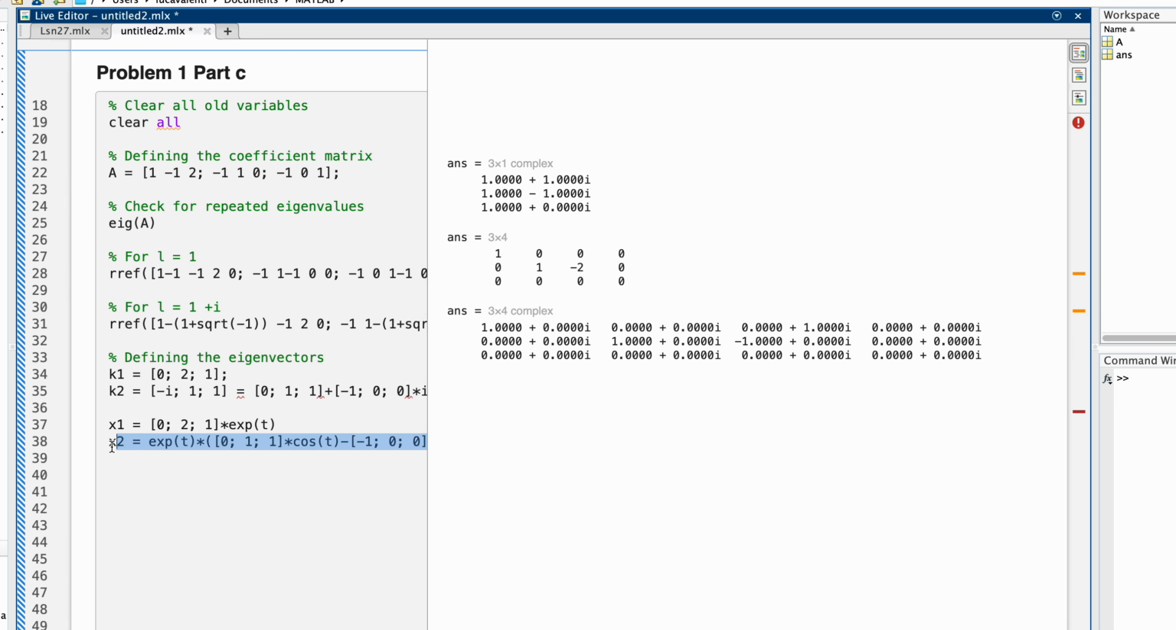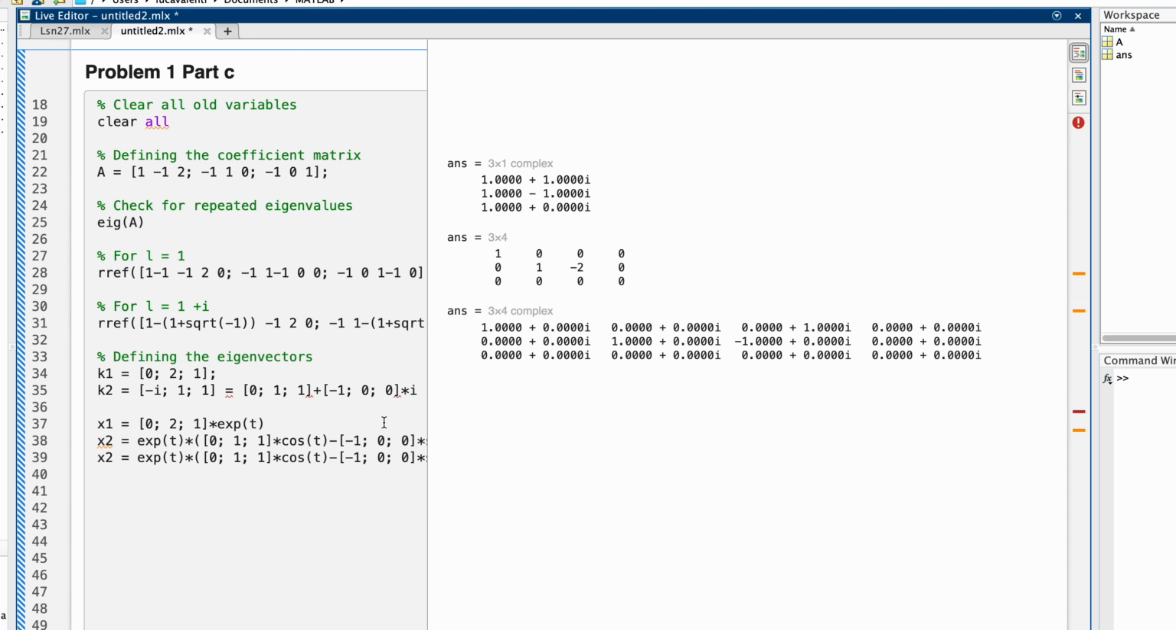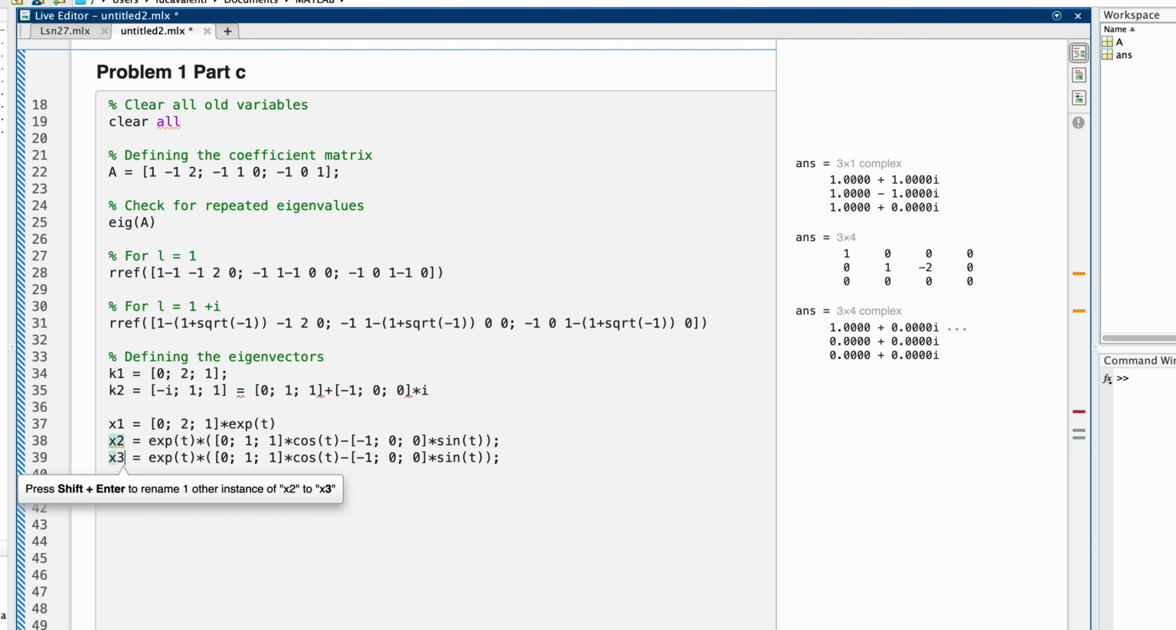Now the other solution is going to look similar to this, so I'm going to copy and paste it and change some things. So this is going to be x3. It's still going to be this, but now we're going to have this here, and the real part is going to go here, and this is going to be a plus.